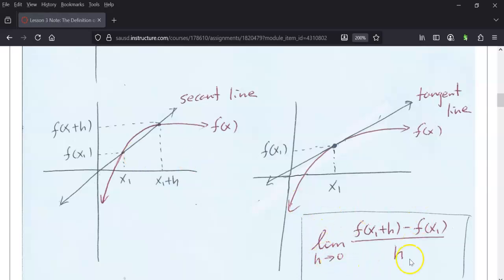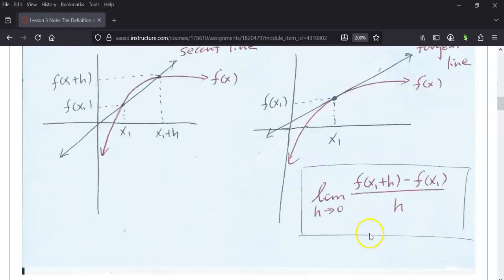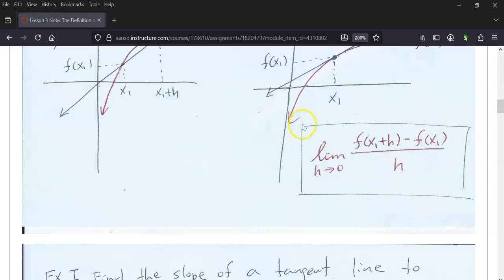Okay, so here's the equation. The limit as h approaches 0 of y2 minus y1 over h. It's over h because in x2 minus x1, the x1 cancels out. So here's your equation, here's your definition: the definition of the derivative using a limit.